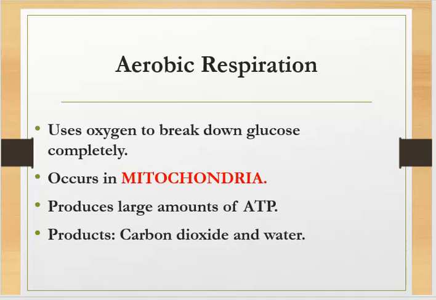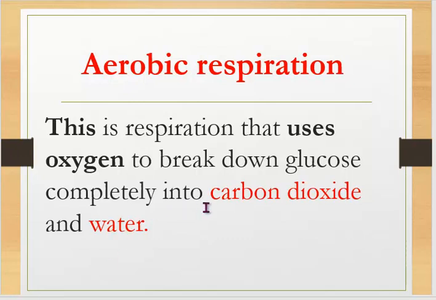Take note of that. Aerobic respiration occurs in mitochondria of the cell. It produces a large amount of ATP, that is adenosine triphosphate. What is the product of this? It is carbon dioxide and water. Like I said here, it's carbon dioxide and water.